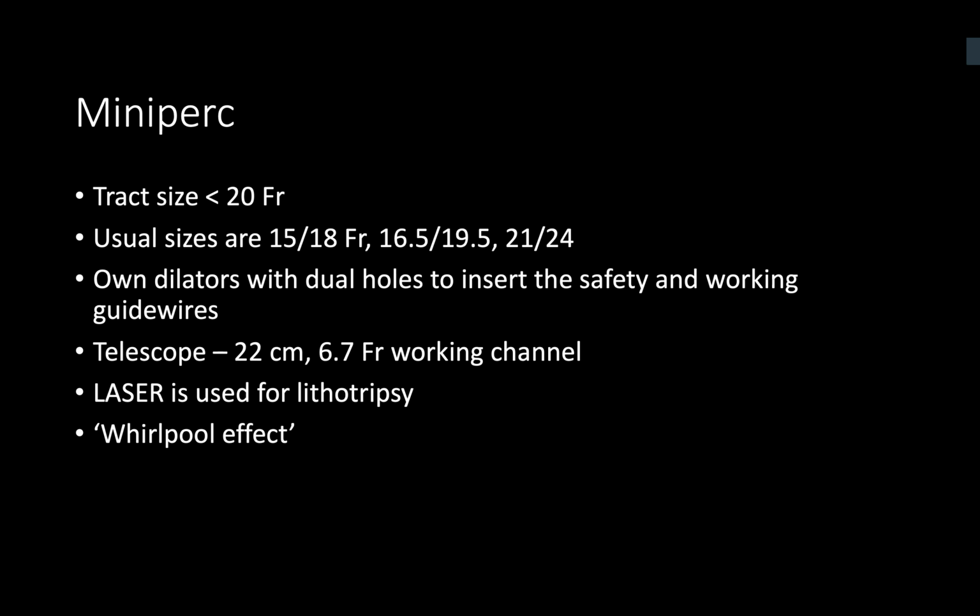But having said that, there is a Miniperc dilator size of 21-24 available. The most commonly used ones are the 16.5 and 19.5, and there is a smaller one available, 15-18 size. So if it is 16.5, 19.5, it means 16.5 is the inner circumference and 19.5 is the outer circumference. The advantage is that it has its own dilators, and we have to use the special telescope. It is 22 centimeters with a 6.7 French working channel. It's difficult to use the lithotripsy instruments through that one, so we have to use a laser for the lithotripsy.